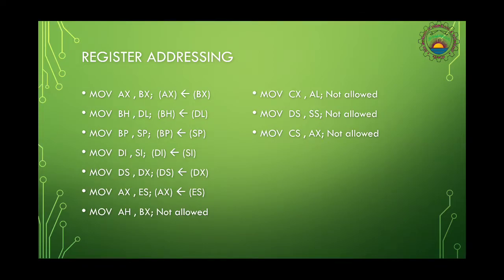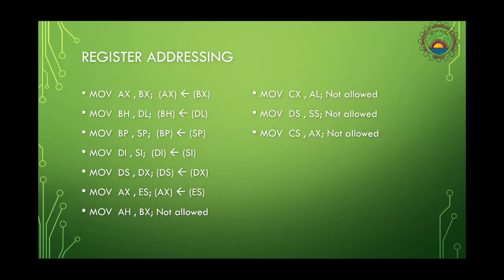First one is move ax comma bx. Ax is of 16 bit, bx is of 16 bit, bx will be copied into ax, bx will remain same, ax will change. In second instruction, move bh comma dl. Bh is of 8 bit, dl is of 8 bit, so dl will be copied into bh. Contents of dl will remain same, bh contents will change.